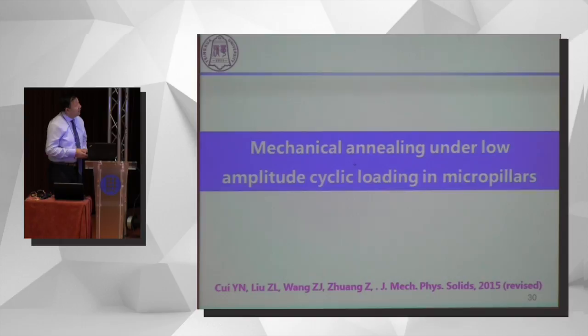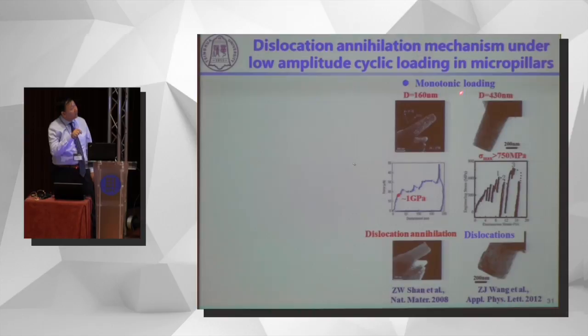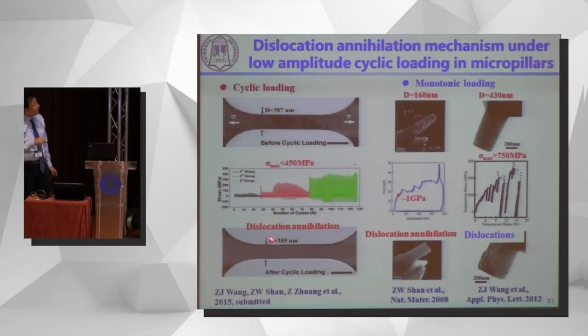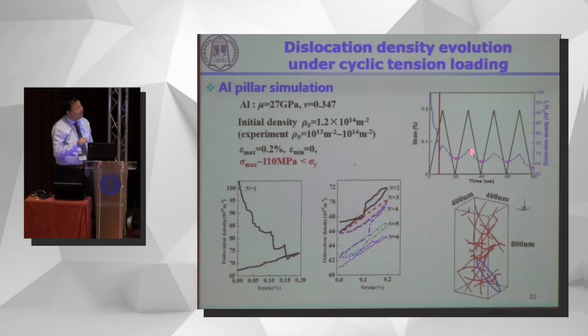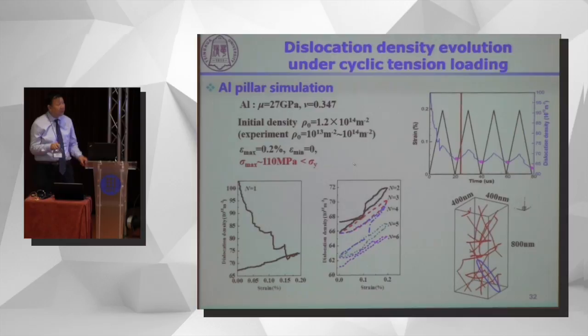Next we talk about cyclic loading for mechanical annealing, with low-amplitude cyclic loading in metal pillars. Why do we do that? Most work uses monotonic loading, compression or tension. We can remove dislocations during compression to get a perfect crystal with no dislocations. We call this starvation, but it needs very high stress. So we use cyclic loading: with very low stress, loading and unloading, we can drive most dislocations to escape from the free surface.